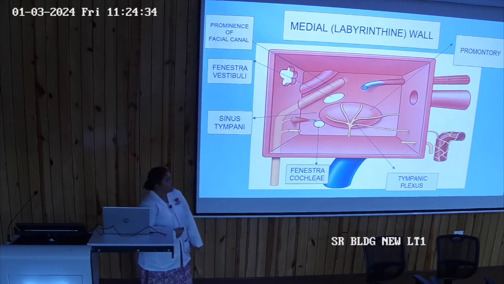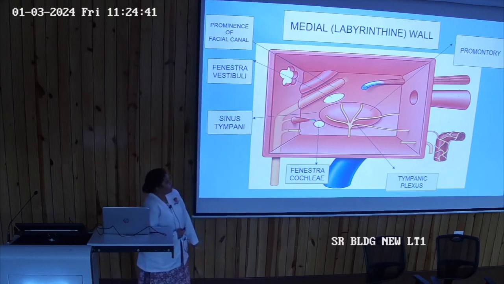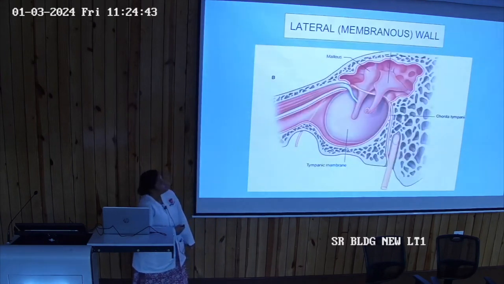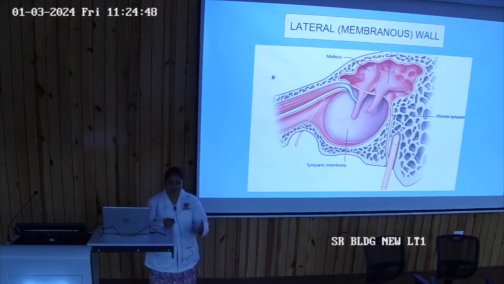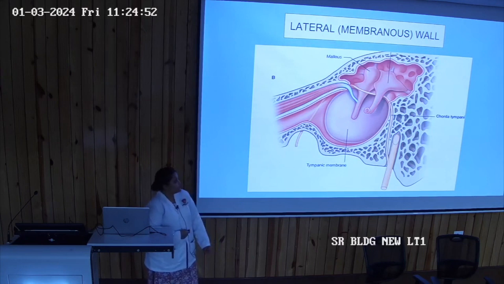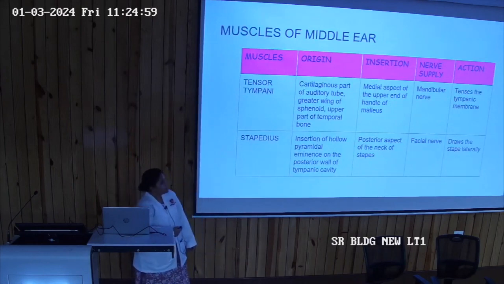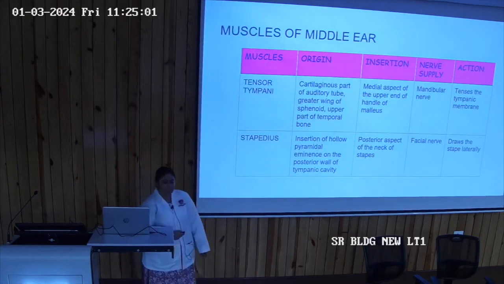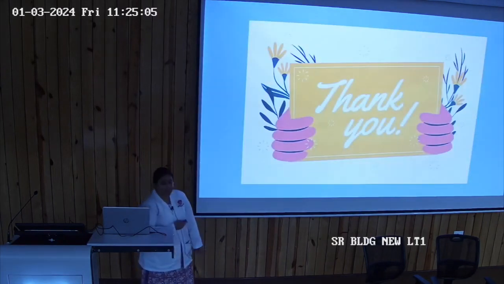Sinus tympani, a depression behind the promontory which indicates the position of the ampulla, and it also consists of the prominence of the facial canal. Then the lateral or membranous wall, which contains the tympanic membrane, and it also has the chorda tympani, a branch of the facial nerve. The muscles of the middle ear are tensor tympani, which helps to tense the tympanic membrane, and stapedius muscle, which draws the stapes laterally. Thank you.